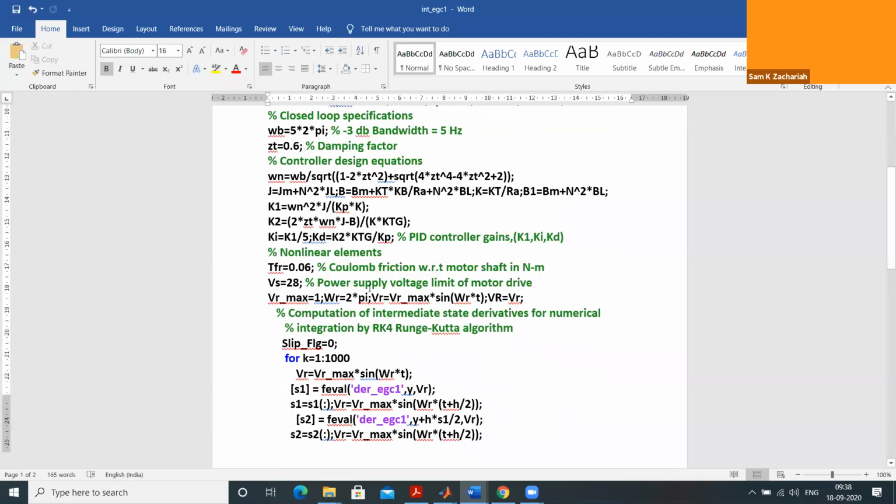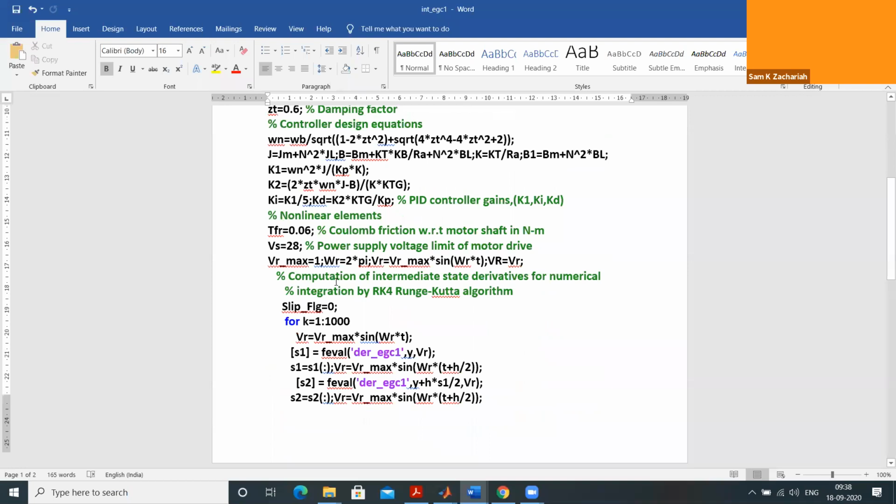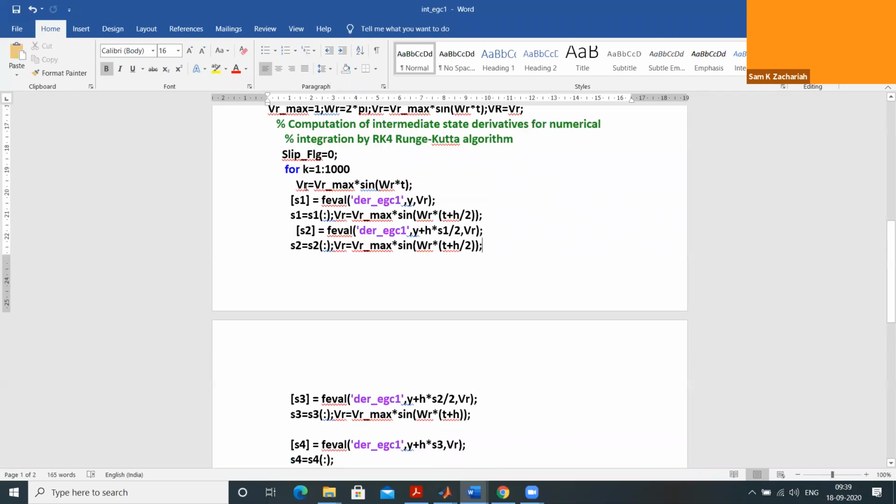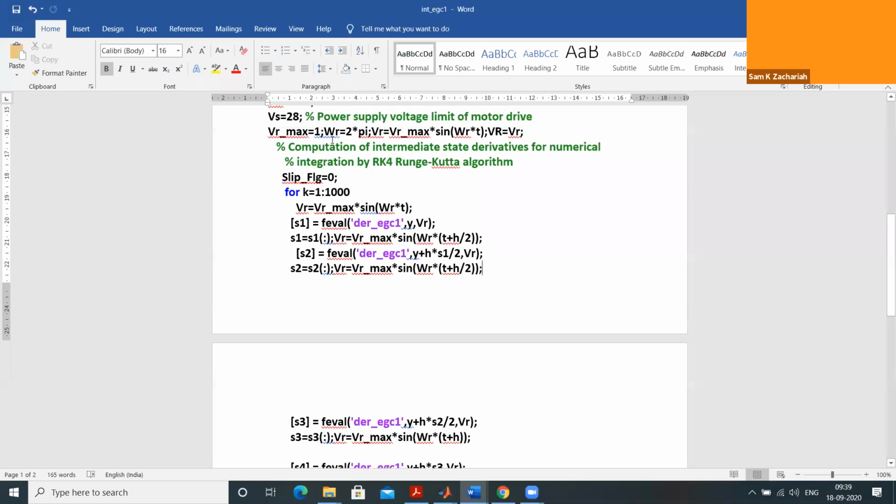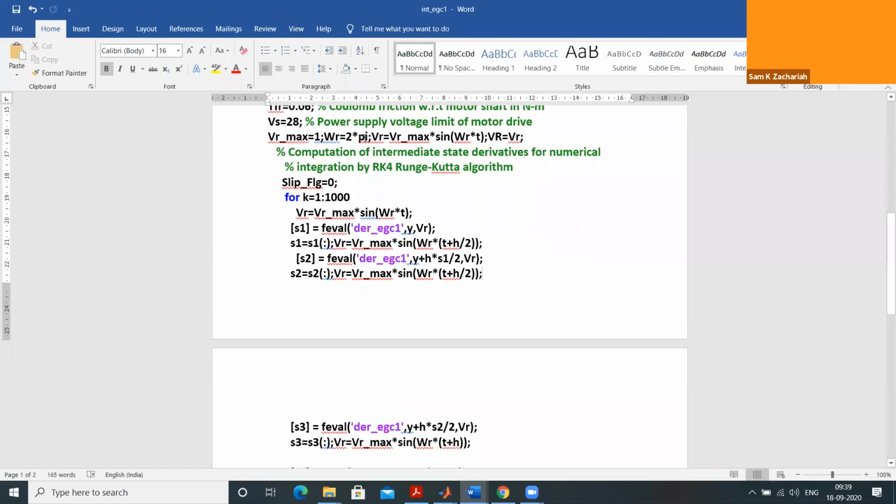Then what next? Once we start this, the simulation command, the external command that I am declaring, VR is equal to VR max, reference, into sine omega t. R for reference. You can see, we initialize omega as 2 pi, that is 1 hertz. VR max is equal to 1 volt. And any value of VR you can get corresponding to the sampling interval. K is determining the current time.